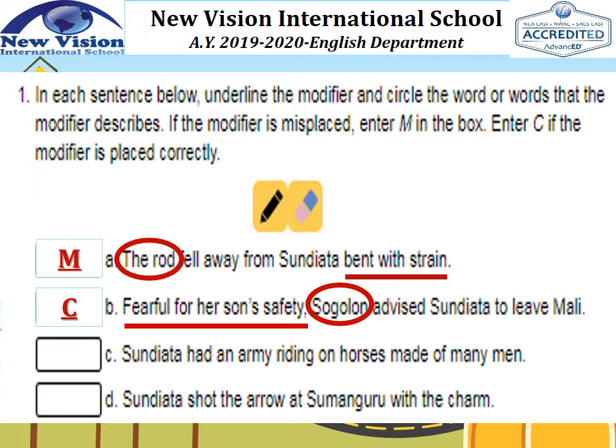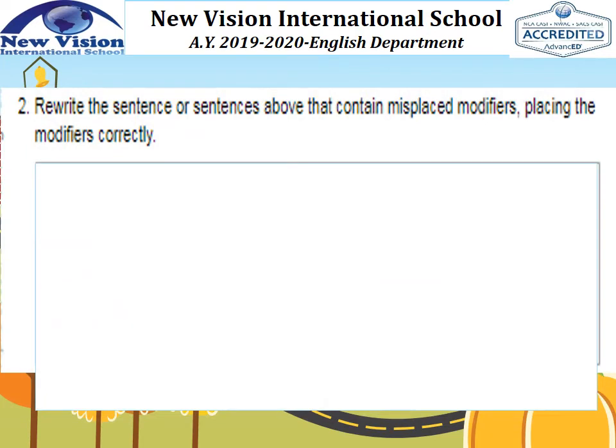So if we are going to correct it, how are we going to do it? We have to put the misplaced modifier near to the word or words it modifies. Good job. So the sentence will become, Sundiata shot the arrow with the charm at Sumanguru. I repeat, Sundiata shot the arrow with the charm at Sumanguru. Good job, grade 7.